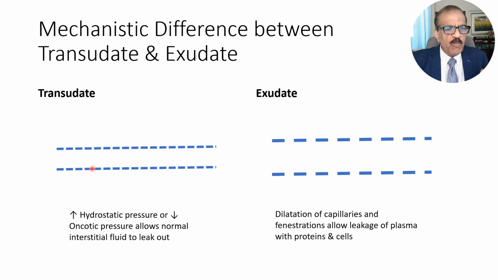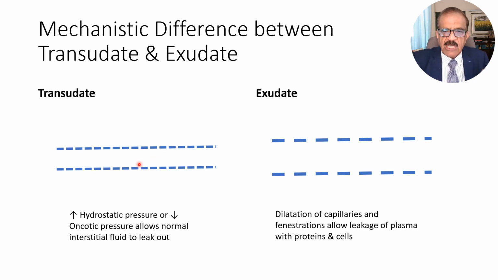If you have too much hydrostatic pressure, that is likely to push the fluid outside the capillaries. And if you have too little oncotic pressure, that is likely to again not be able to hold the fluid inside the capillaries, so fluid will leak out. So both these conditions are fulfilled in cirrhosis.